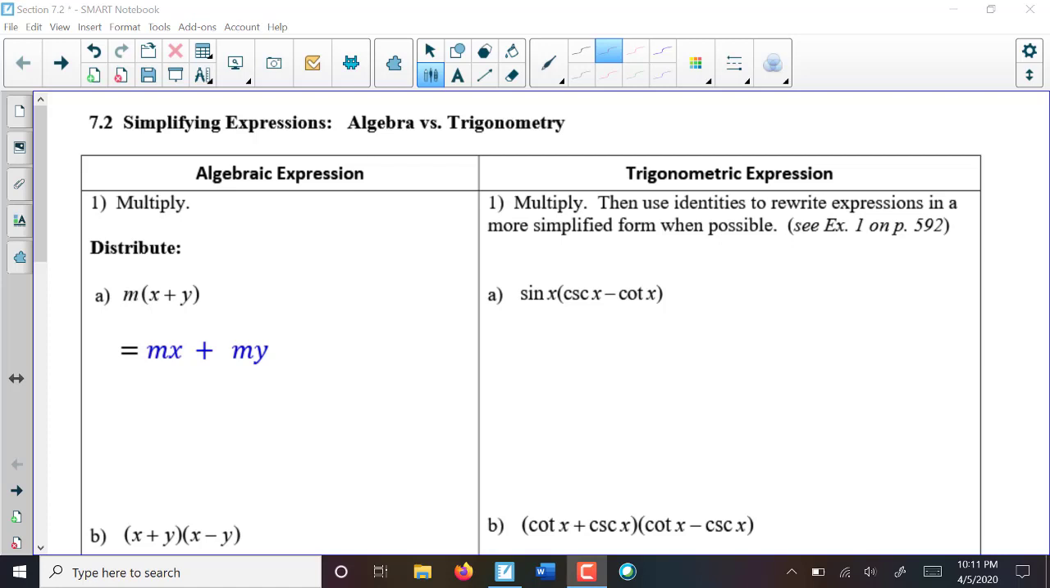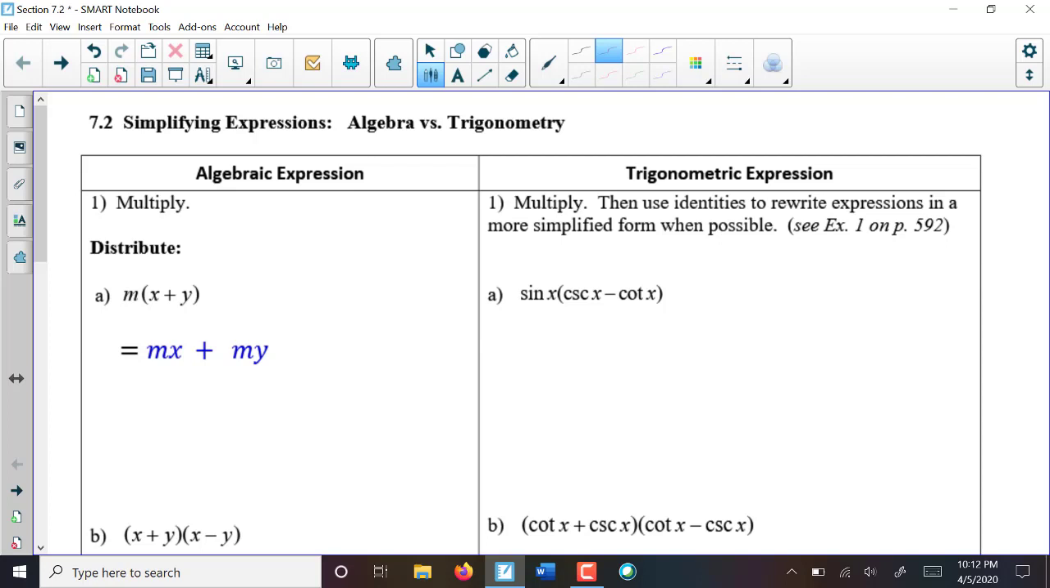Hello and welcome back. We are in section 7.2, simplifying trig expressions. Very similar to simplifying algebraic expressions, except we can usually with our trig stuff go a little bit farther because of our identities. So let's take a look at this.